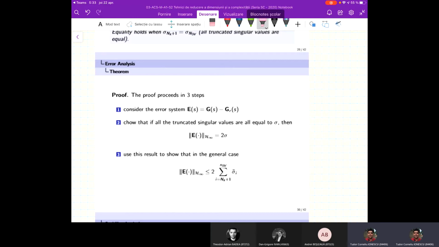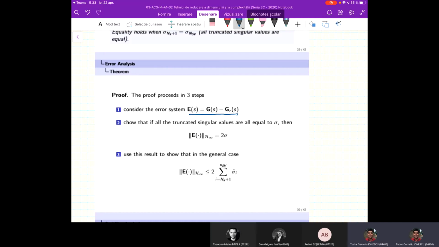You see, you have a proof here. So the proof has, exactly what I told you, 3 steps. First of all, you construct the error system. This is the error system, okay?